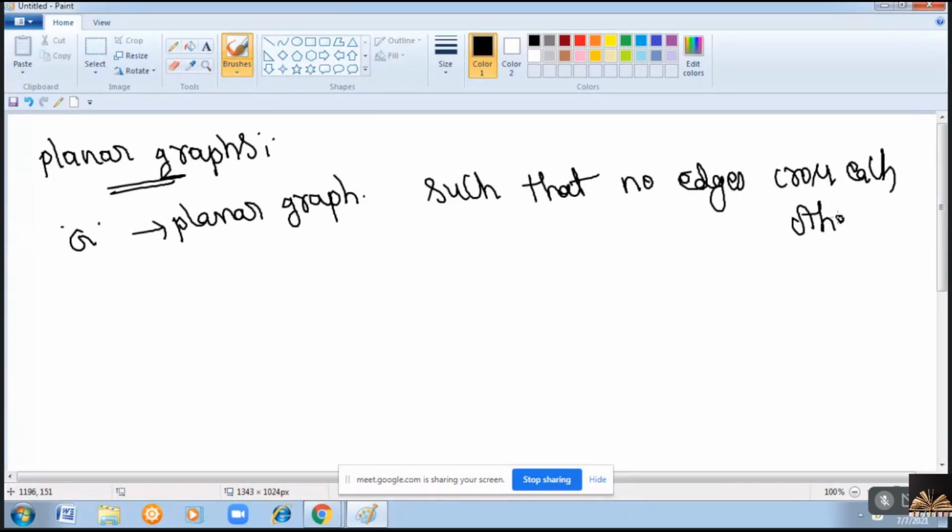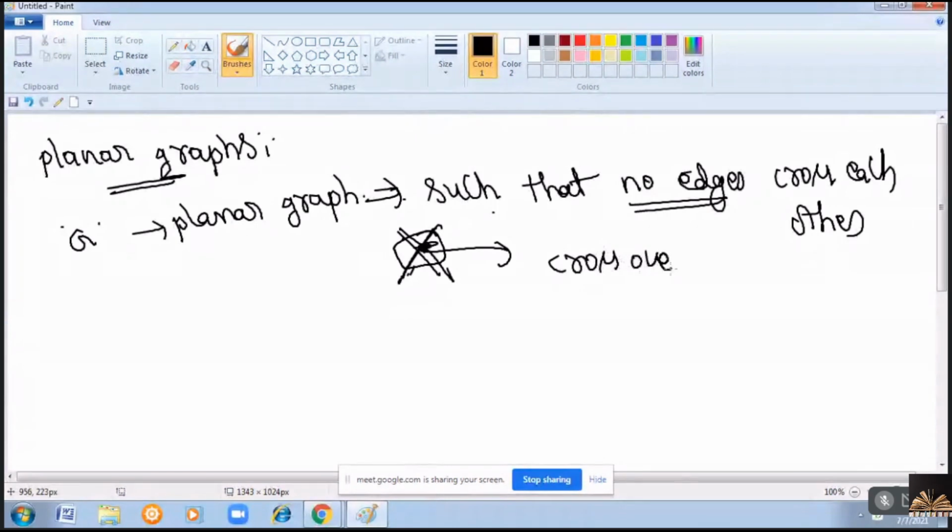A graph is said to be planar if there is no edge crossing. If there are no edge crossings, then we'll call it a planar graph. And this point, the edge crossing point, is known as a crossover.